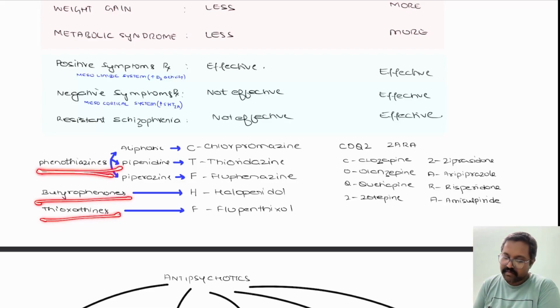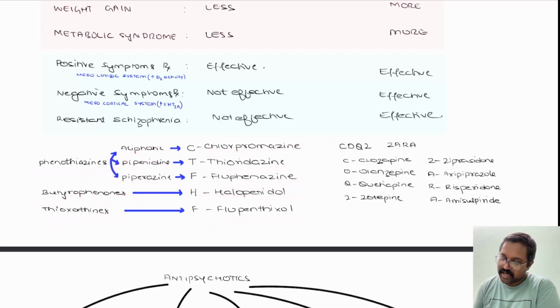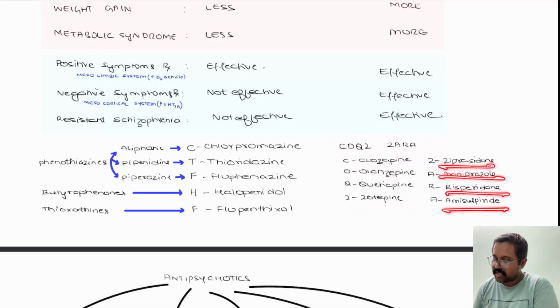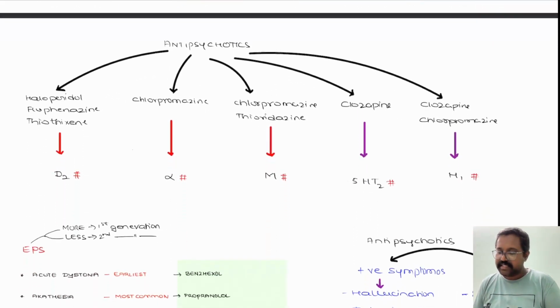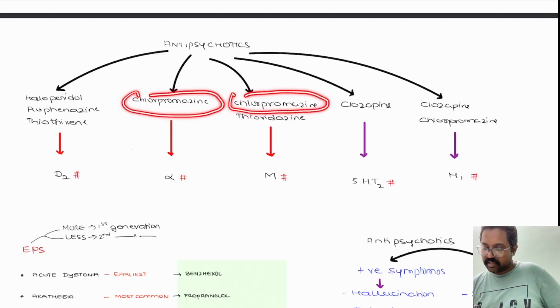Under phenothiazines, you have derivatives based on the side chain: aliphatic, piperidine, and piperazine. So we have chlorpromazine, thioridazine, and fluphenazine. Among butyrophenones, we have haloperidol. Among thioxanthenes, we have flupentixol. Among atypical antipsychotics, we have the mnemonic COX-ZARA: clozapine, olanzapine, quetiapine, zotepine, ziprasidone, aripiprazole, risperidone, and amisulpride.